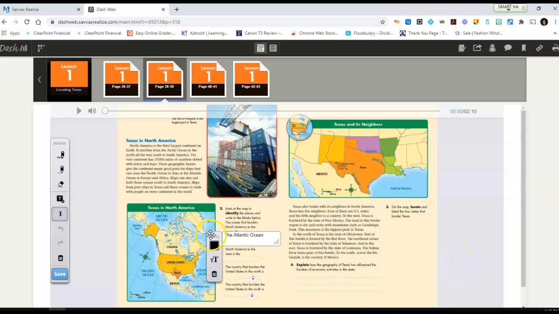Oh, now I can't see what that other one says. Oh, that's fine. The ocean that borders North America to the west is the... Raise your hand if you can tell me what ocean borders North America to the west. What ocean borders North America to the west? Saini. The Pacific Ocean. You bet it is.